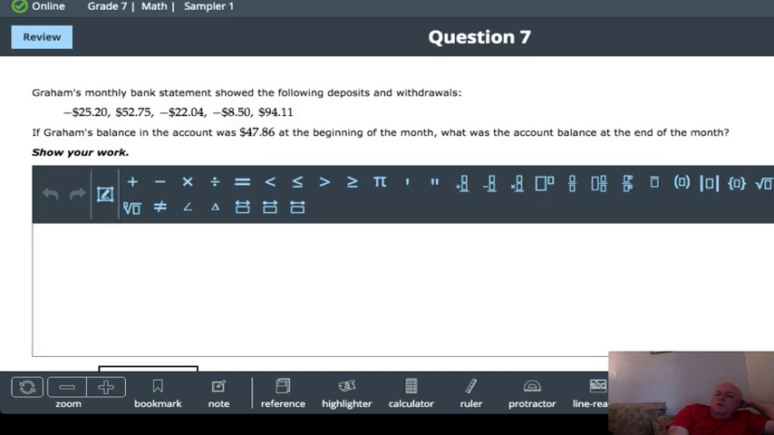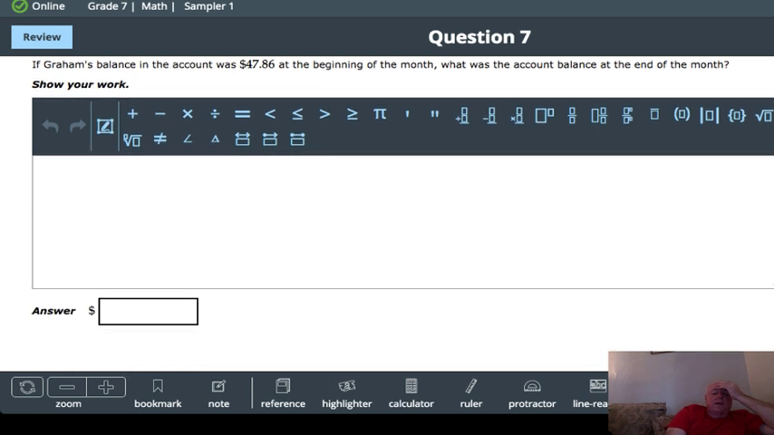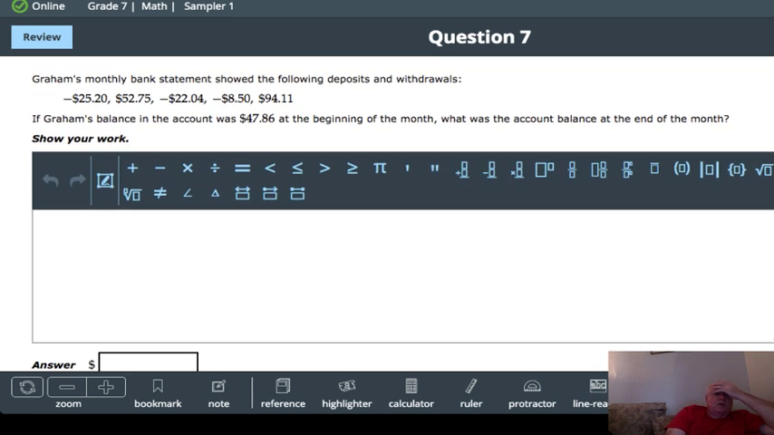So, question number 7. This one gets nastier. This is a show-your-work one. So it says Graham's monthly bank account showed the following deposits and withdrawals. There are 5 comma-separated numbers there, and we have to do something with them. It seems we should conclude that a deposit is a positive number and a withdrawal is a negative number. So for instance, minus 2204 means money was taken out, and 9411 was money put in.